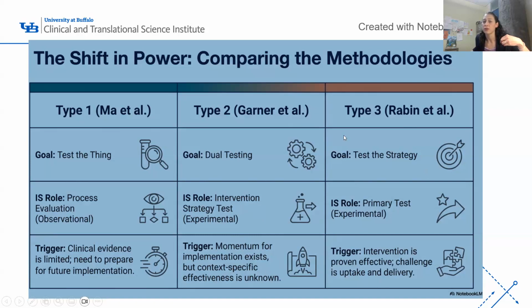And then the type 3 is really about testing the implementation. The primary randomization factor or outcome is an implementation outcome. And you're doing this in a situation where you know the intervention is effective, but the challenge is uptake and delivery of that intervention.